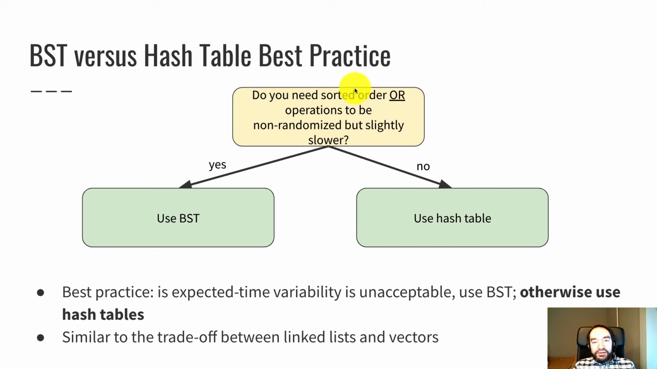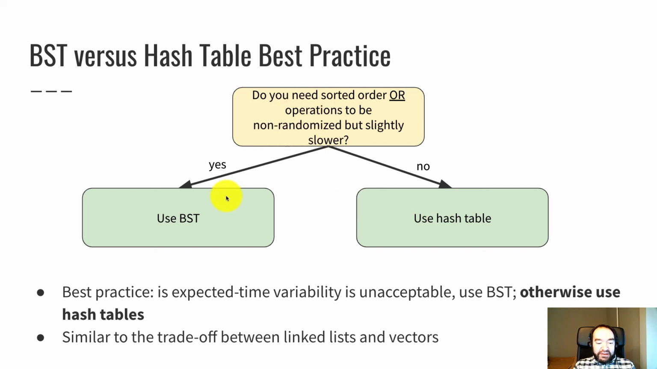If you don't care about sorted order and you're okay with a little bit of randomness in the runtime in the name of making it faster on average, then use a hash table. Because of that, that's the general purpose choice. Usually I would say use a hash table unless you have one of these specific reasons to use a binary search tree.